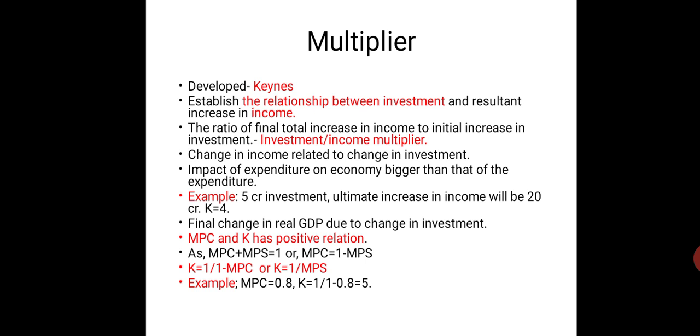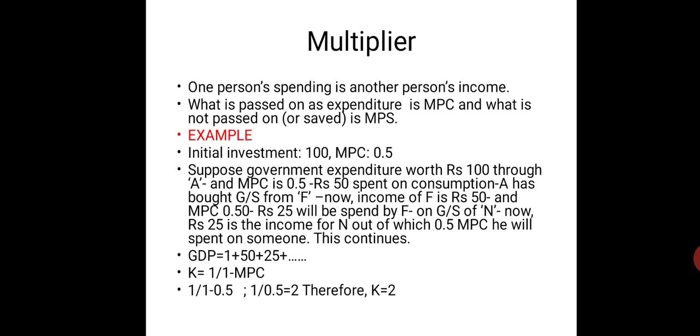Okay, so this is the basic concept of the multiplier, where Keynes developed a relationship between initial investment and the ultimate increase in income. Just like the word denotes, multiplier, Keynes meant that if there is an increase in investment, the change in income will be more than the increase in investment. How much more is shown through the multiplier.